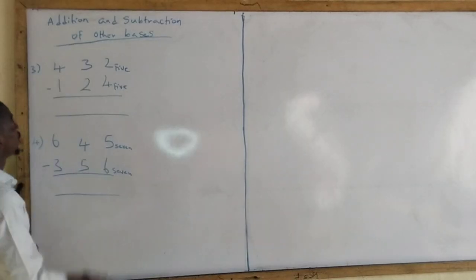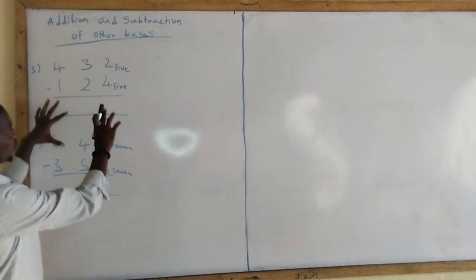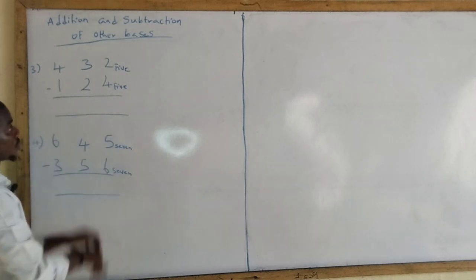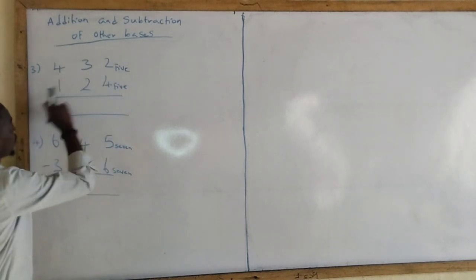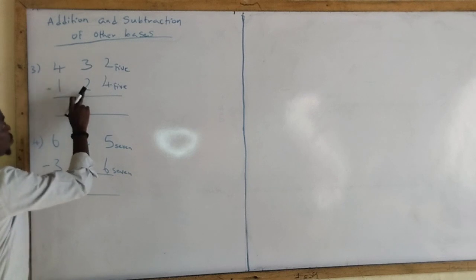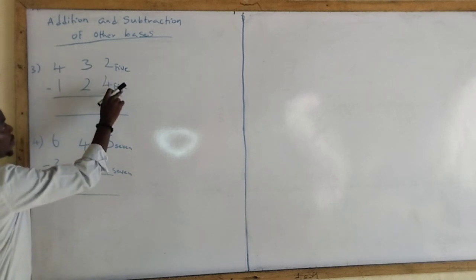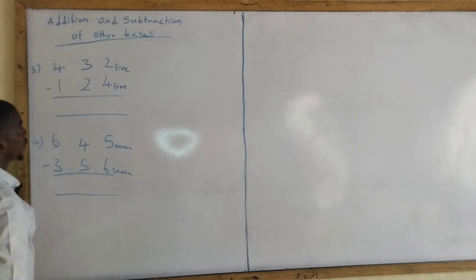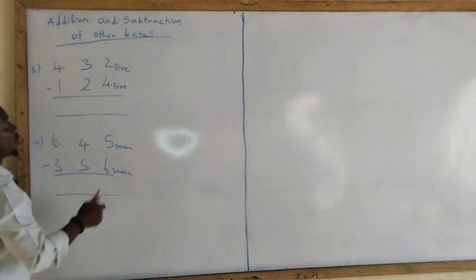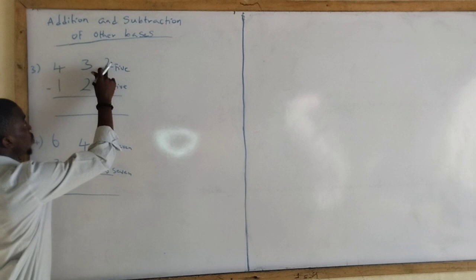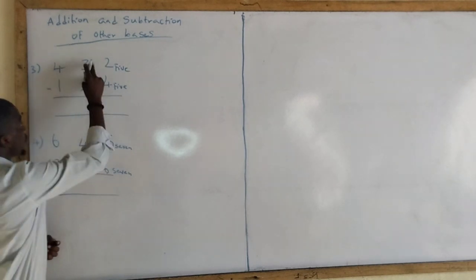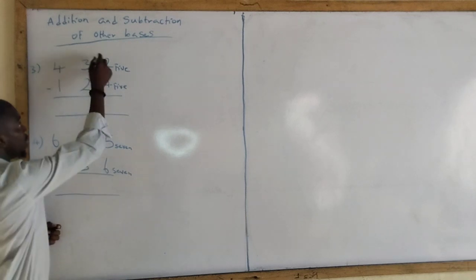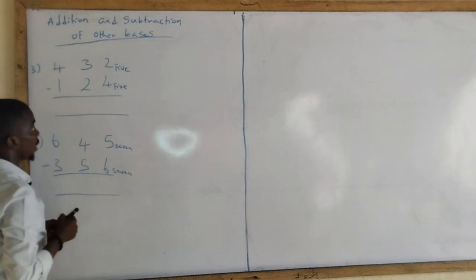We go to the next questions, and this group of questions are for subtraction. So we have 432 base 5 minus 124 base 5. All right, so we proceed. We say 2 minus 4. That cannot, so we borrow 1 from here. On arriving here, the 1 becomes 5.